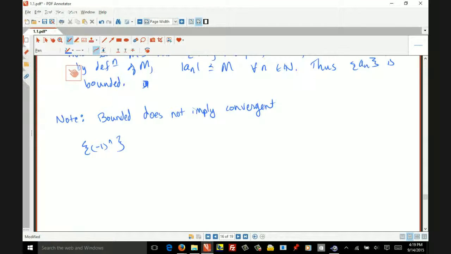Tell me about this sequence right here, minus 1 to the n. What are the terms of this sequence? This thing looks to be bounded. What is it bounded by? Well, in fact, the absolute value is less than or equal to 1. So it's bounded. Is it convergent?